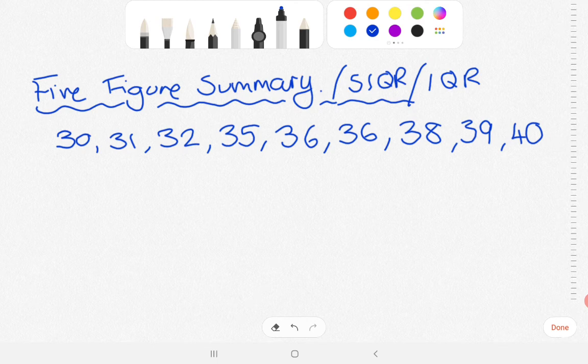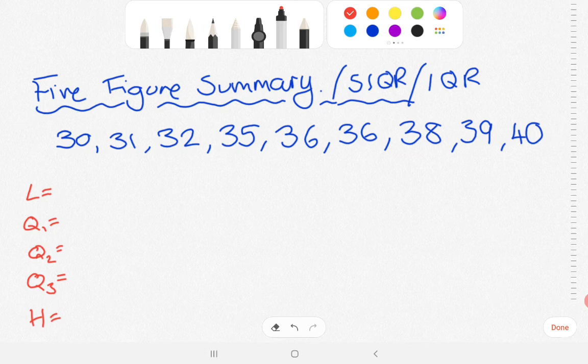So our 5-figure summary is 5 different numbers that we're looking for. When we're looking for a 5-figure summary, we're looking for our lowest number, our Q1, which we know is our lower quartile, our Q2, which we know is our median or our middle number, our Q3, which we know is our upper quartile, and then our highest number.